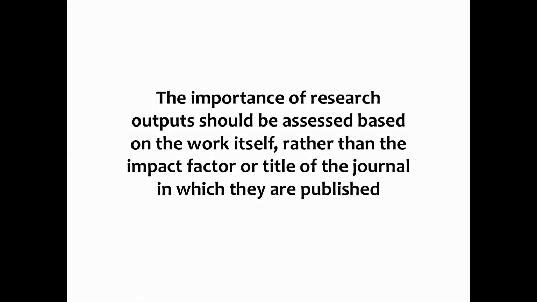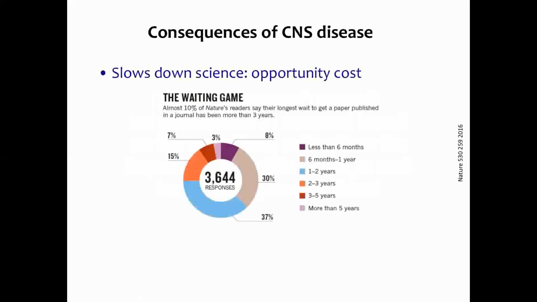Harold Varmus coined the term CNS disease for our obsession with publishing in Cell, Nature, and Science. So what are some of the consequences of CNS disease? The first is that it has a dramatic effect on how fast science moves. Because of these iterative cycles of publishing, we shoot high. Oftentimes we go through 3, sometimes 4 journals before it finally finds a home.